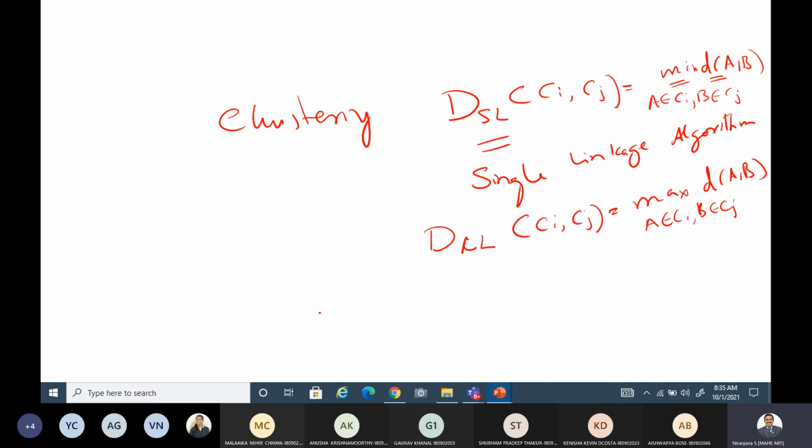To average out, you have one more distance defined here, the average linkage distance between two clusters. It is nothing but taking the number of samples in each cluster, Ni, Nj, and summing all the sample distances, right? So this is what you generally see here, right?